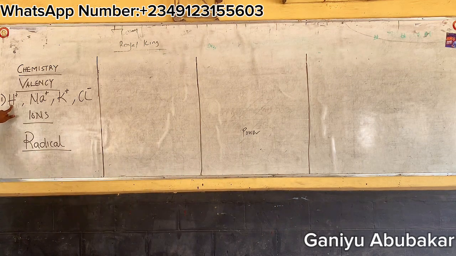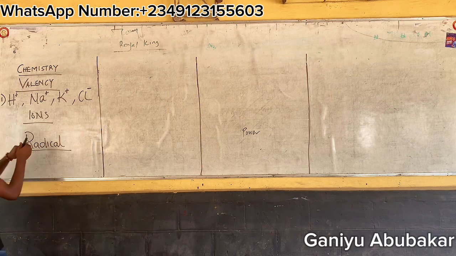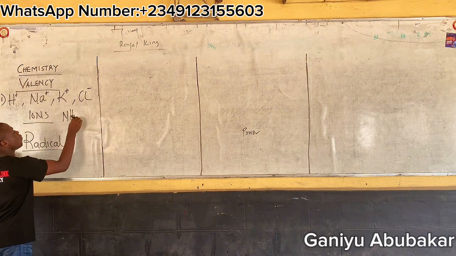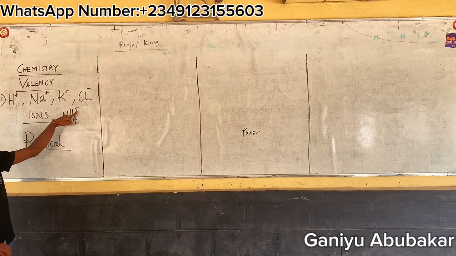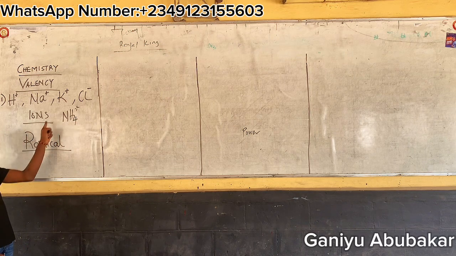Is H plus a radical? This is H plus, this is an ion. Or if I have NH4 plus, ammonium, this is an ion. See why? Because it has a charge. Whenever an element or a compound has a charge, it is an ion.